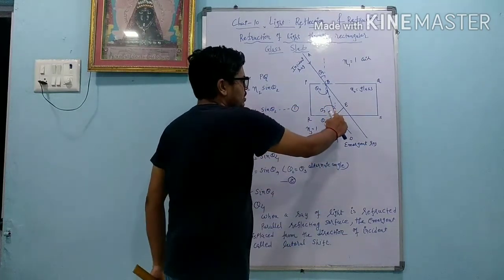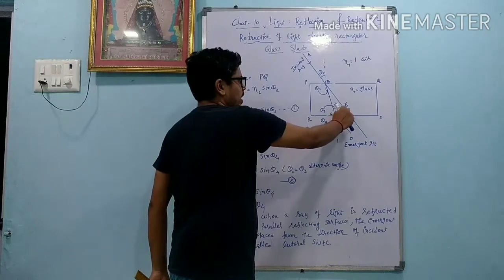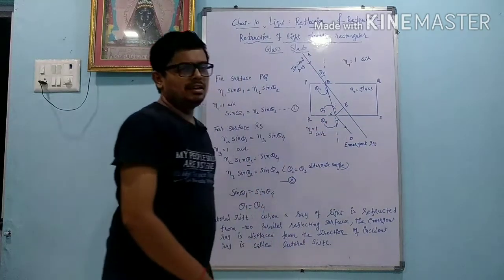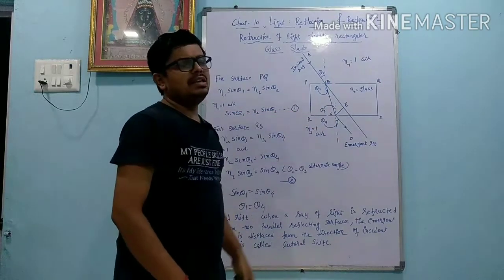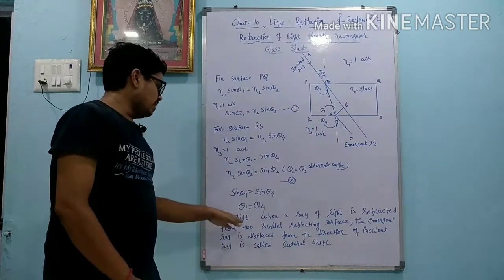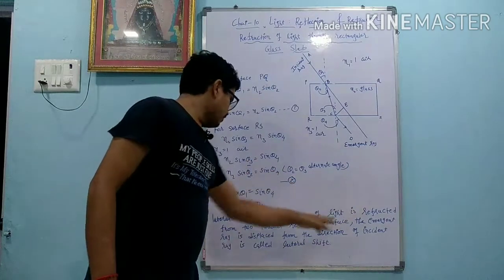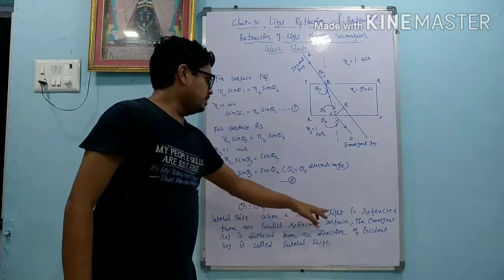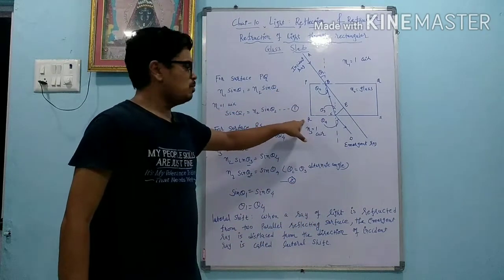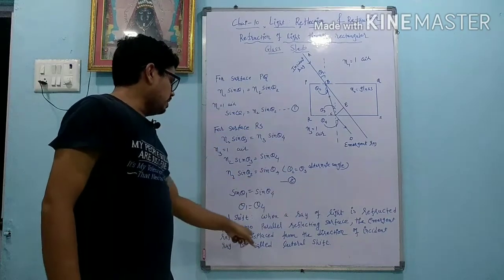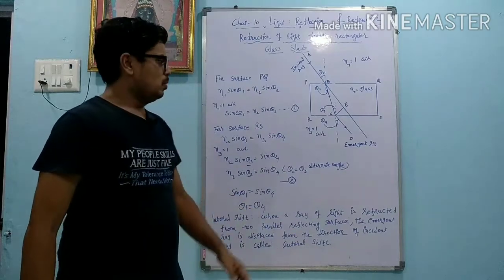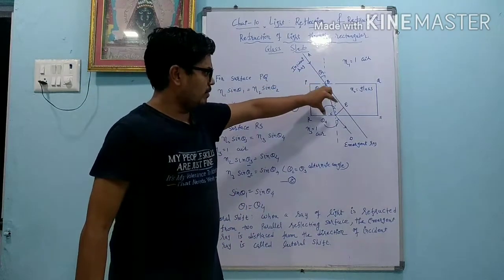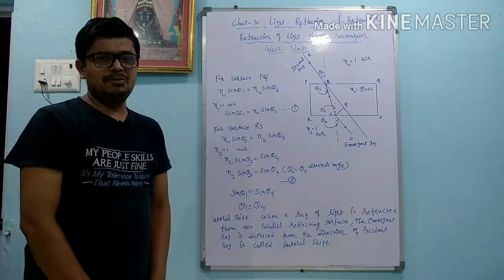So we find some displacement of light is there. That displacement is CE, the difference between what we expected and what is obtained. That is called lateral shift. So the definition of lateral shift: when a ray of light is refracted through two parallel refracting surfaces PQ and RS, the emergent ray is displaced from the direction of the incident ray, and this is called the lateral shift. So because of the refraction, whatever displacement is there is called lateral shift.